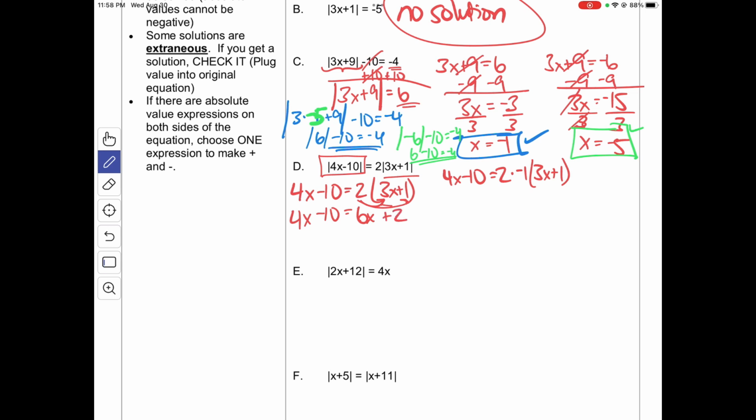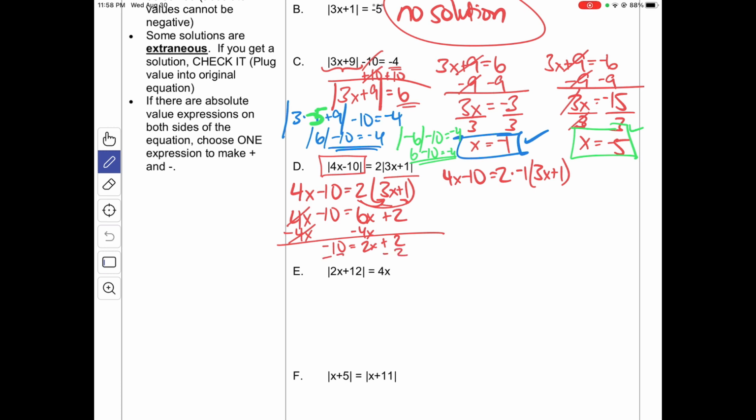And now my equation is simple enough to simplify and get x all by itself on one side of the equation. So I want to get x on the right side of the equation by subtracting 4x from both sides. 4x minus 4x is just 0, so I get -10 equals 2x. Plus 2, don't forget to have that plus 2 as well.